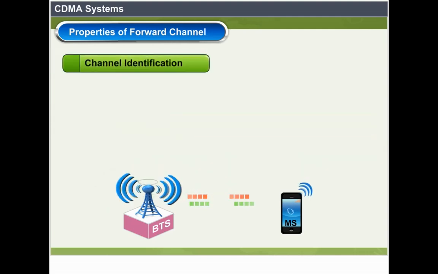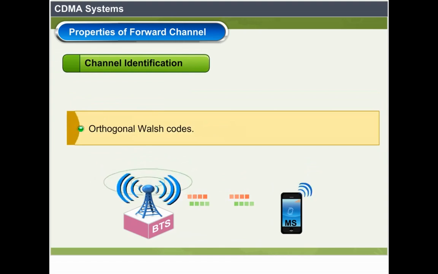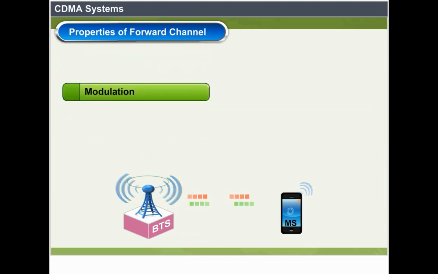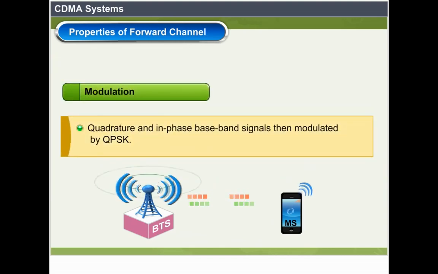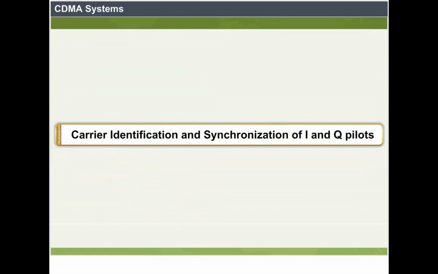Channel identification: orthogonal Walsh codes. Modulation: quadrature and in-phase baseband signals are then modulated by QPSK. Carrier identification and synchronization of I and Q pilots.